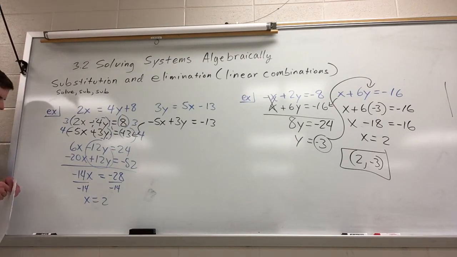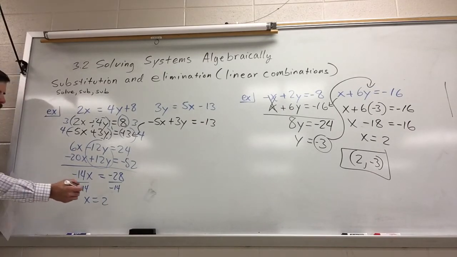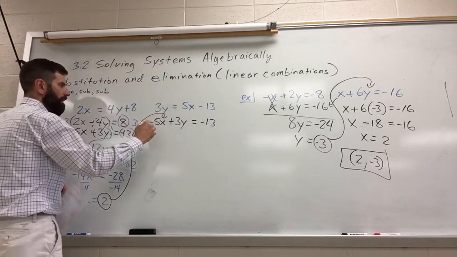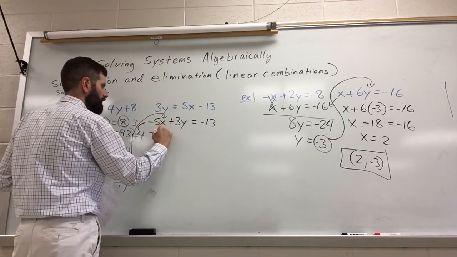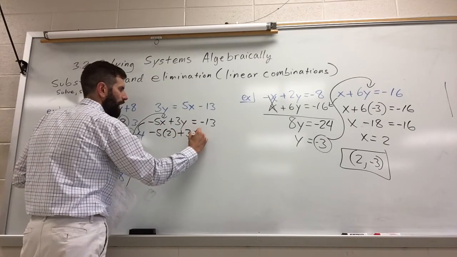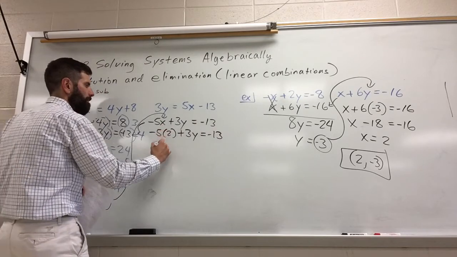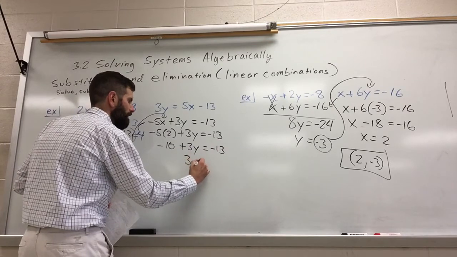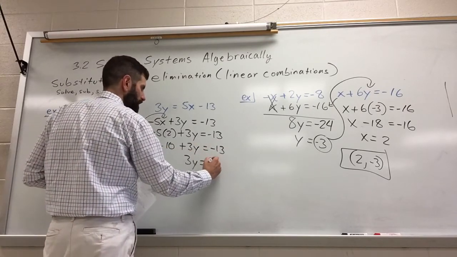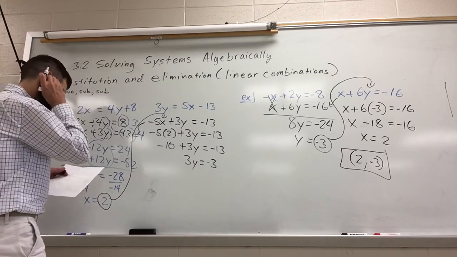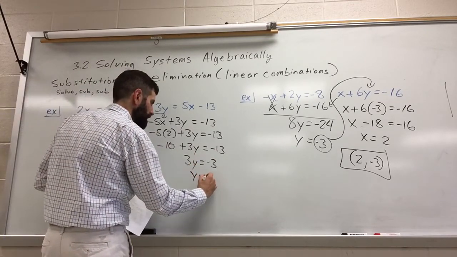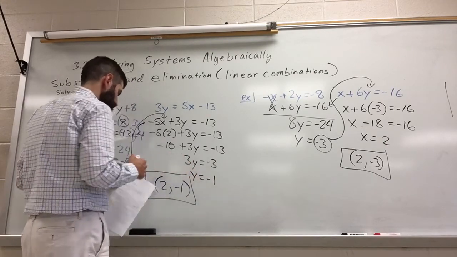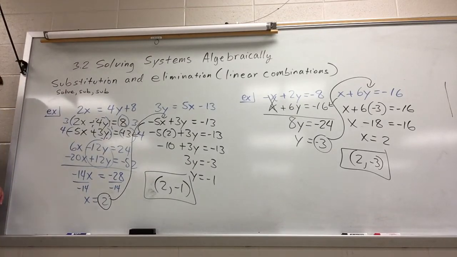From there, what do I do? Well, I substitute. Take that 2, place it over here in for x, and then I'll be able to solve for y. Add the 10y over, I'll get negative 3. Divide by 3, and I get a negative 1. 2, negative 1. I should probably check my answers because I did a lot of work there.